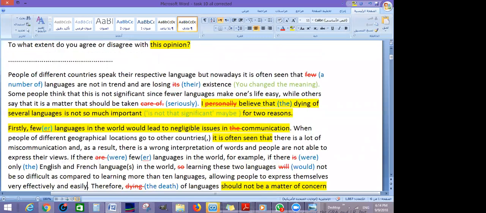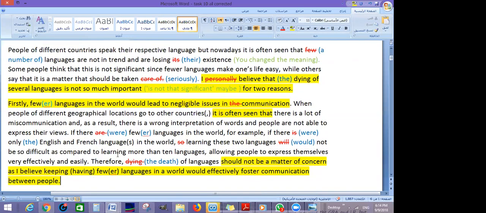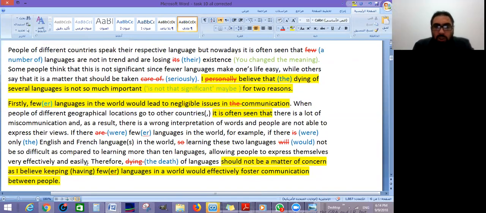So what did he say in the body paragraph? Because here we want to sum up this. It would lead to less miscommunication. What else would it do? He says something like less miscommunication, allowing people. It's not just.